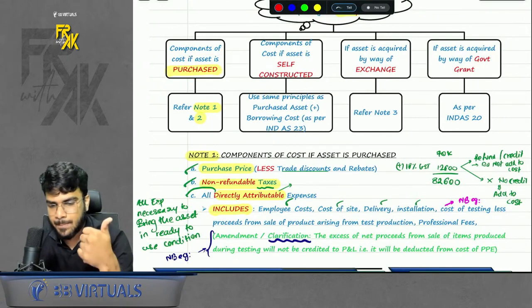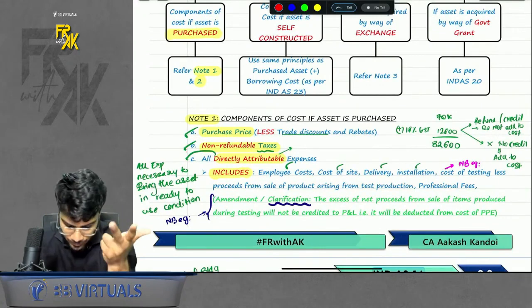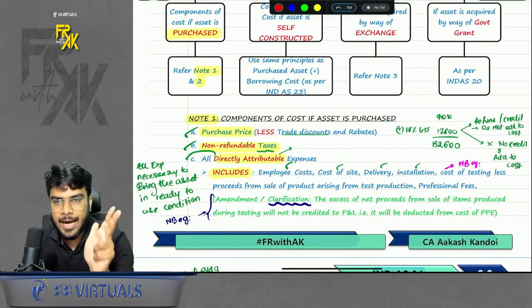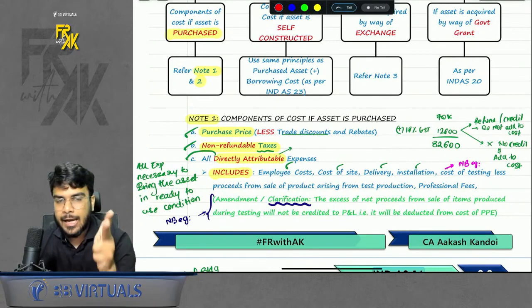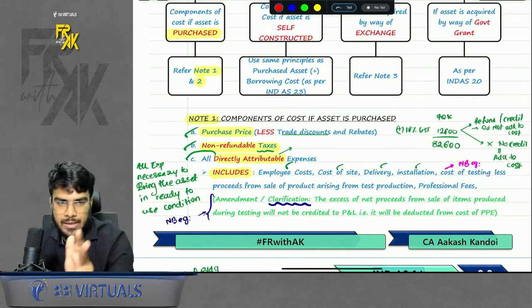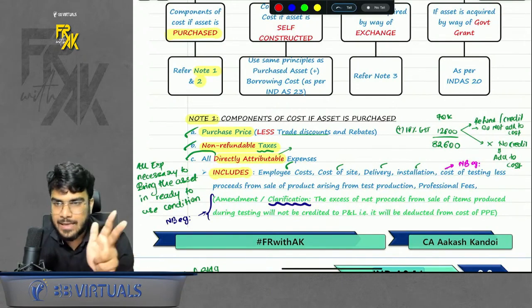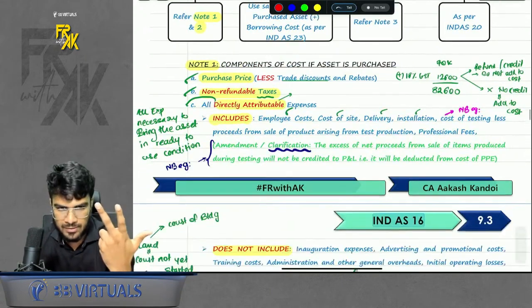First is purchase price less trade discount and rebate. Then you will add all the non-refundable taxes. Then you will add all the directly attributable expenses. Indirectly attributable expenses are not added. If there is any cost of testing, you will net off the income from that and add it to the cost of the asset. If your income exceeds your expense, then such income will be deducted from the cost of the asset.